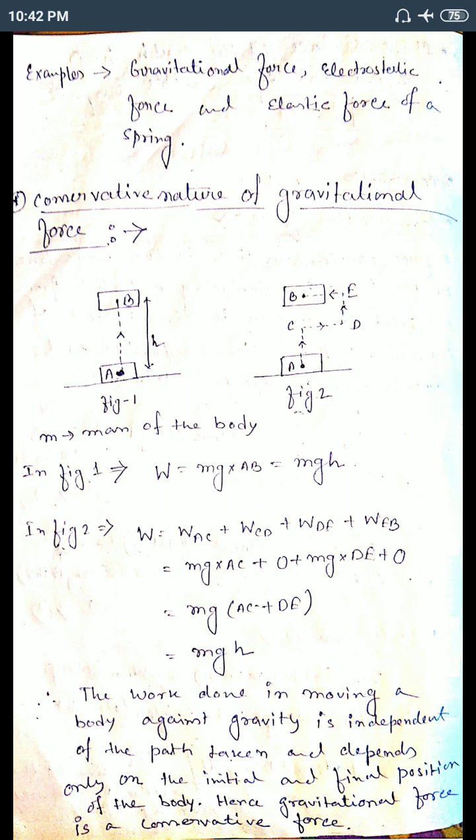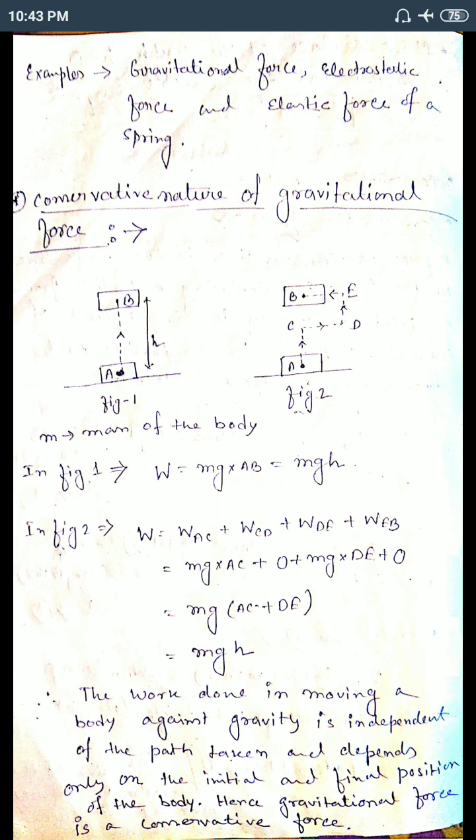In the first figure, if we calculate the work done, because it needs a force for lifting the body, F equals m into g. So W equals F into AB. AB means height h, so W equals mgh. In the second figure, we have four works done: work done along AC plus work done along CD plus work done along DE plus work done along EB. AC gives mg into AC height. In CD there will be 0, no force applied on it. Plus DE, again mg, and EB 0.